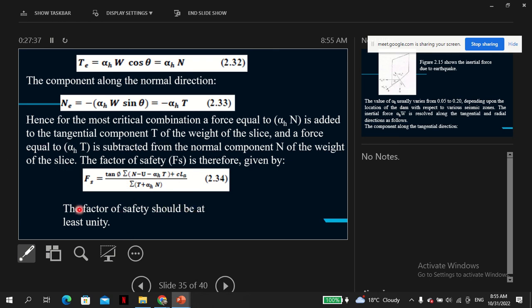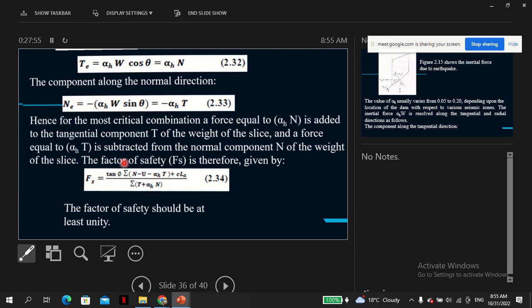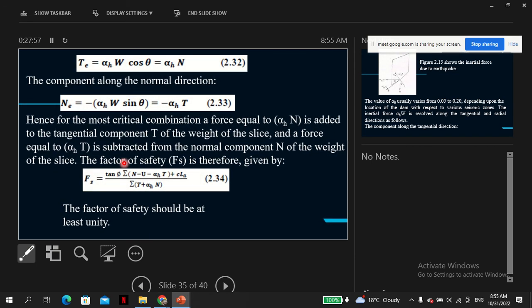Now the factor of safety should at least be unity. And now related to the question I'm asking, you should think whether earthquake would serve to cause more stability or reduce instability. That is the key of the question that I'm asking. And I think this is quite dangerous.